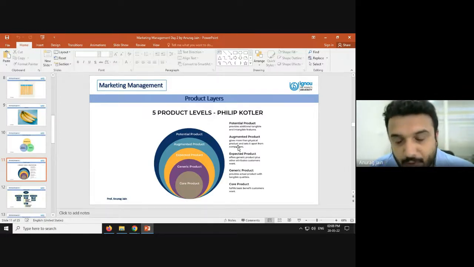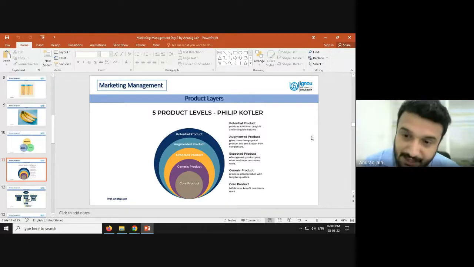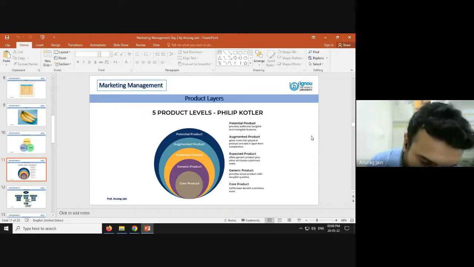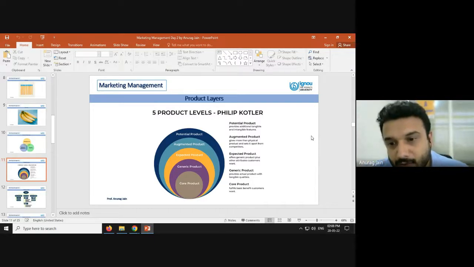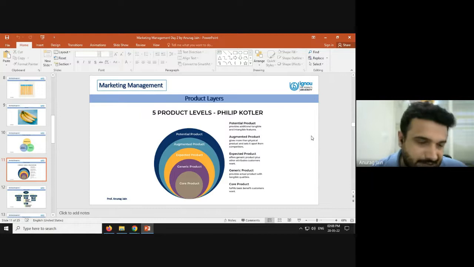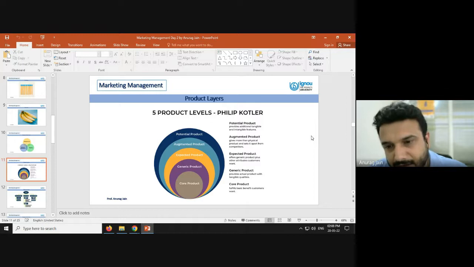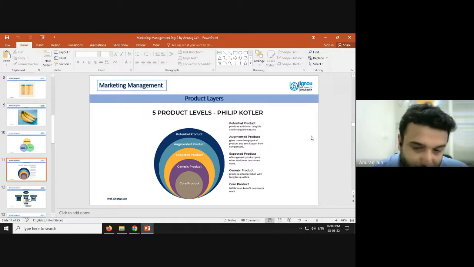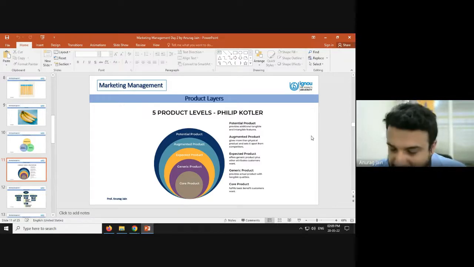What is the augmented product? The augmented product is something which gives you something more than the physical, right? There is a physical, tangible mobile phone, but there are certain features, certain qualities, which set that particular product apart from the competitors. That can be the possible reason why some mobile phones are very much in demand compared to other mobile phones, because this is an augmented product. It is not just fulfilling your expectations; more than your expectations, you are getting something in your mobile phone, and that is known as the augmented product.